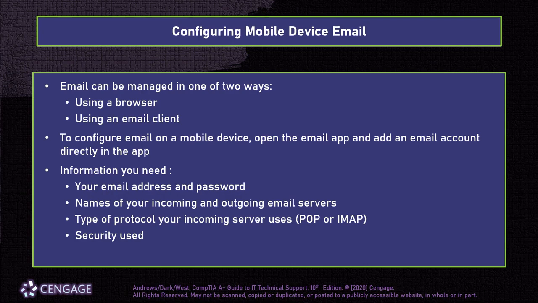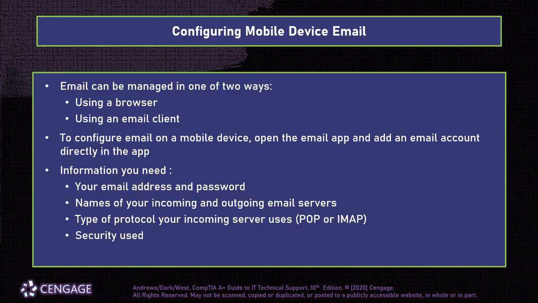Let's talk about email. Now, email, of course, tends to be managed in one of two ways. Either you log into a website, your email client, in a browser, or you can have a desktop-based email client, which would be something like Outlook or Thunderbird. Now, to set up email on a mobile device, traditionally you're going to have to open up settings and go to email, or you can go to the email app and add it directly.